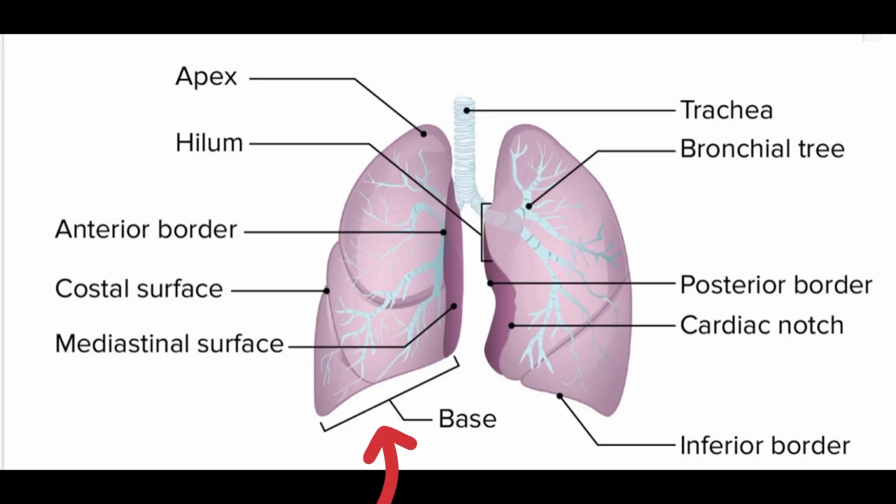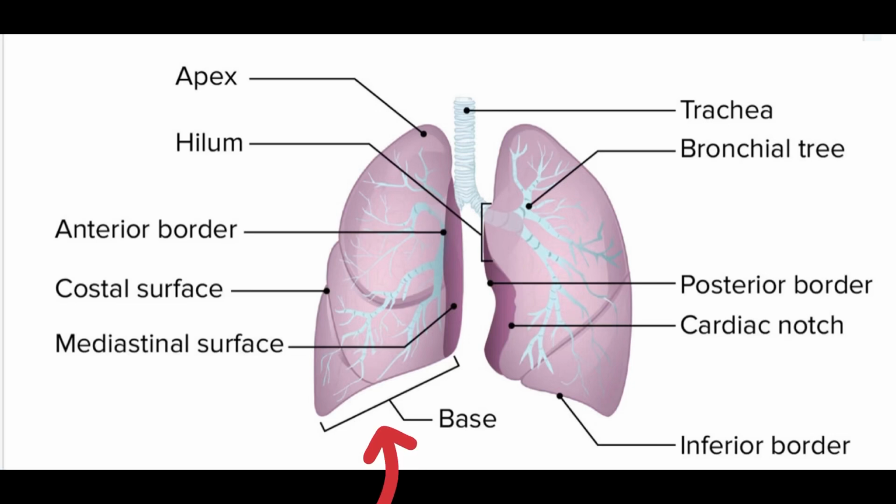Now let's discuss the base. The base is semilunar and concave in shape, okay? Now this base rests on the diaphragm, and then it tends to separate the right lung from the right lobe of the liver, and also it separates the left lung from the left lobe of the liver.